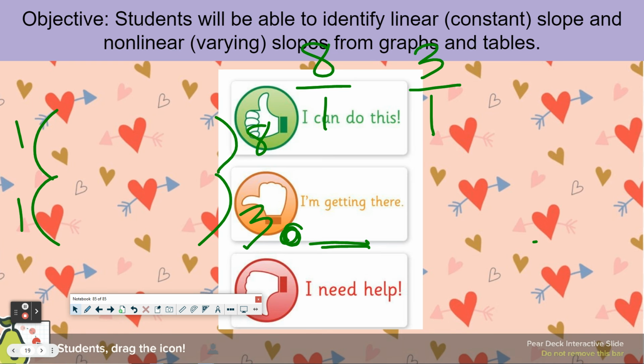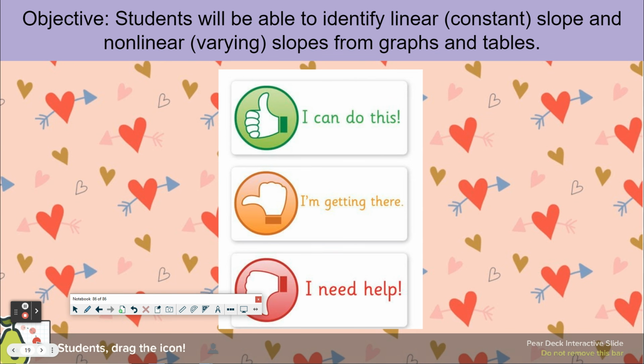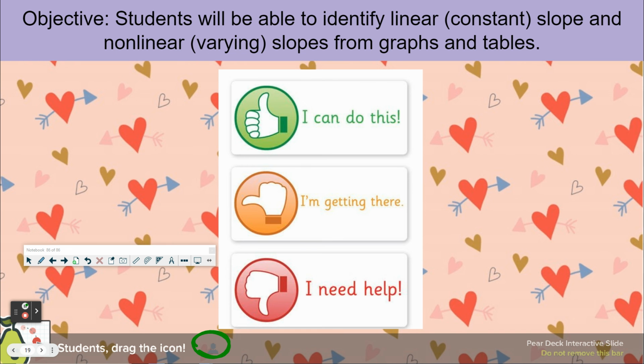What you're going to do at this time is move the little icon down here, the little person, and rate yourself. Remember, today's goal was you will be able to identify linear and nonlinear slopes from graphs and tables. So move your person accordingly.